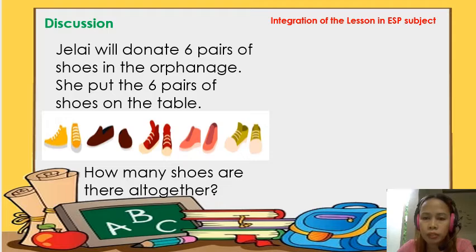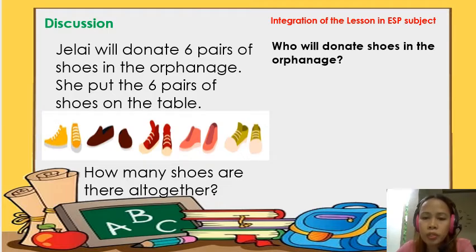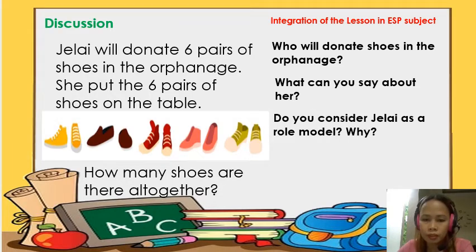Here are my questions first. Who will donate shoes in the orphanage? Very good. Jelly will donate shoes in the orphanage. What can you say about her? That's right. Jelly is helpful and generous. Do you consider Jelly as a role model? Why? Yes, Jelly is a role model because she shows care by helping others in need.